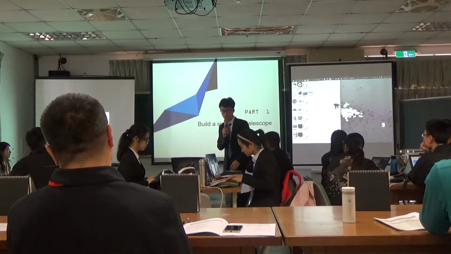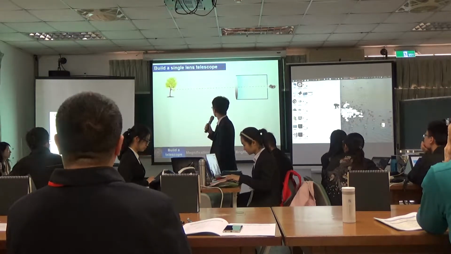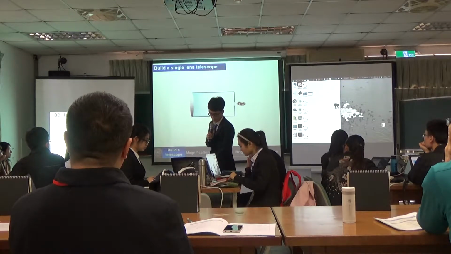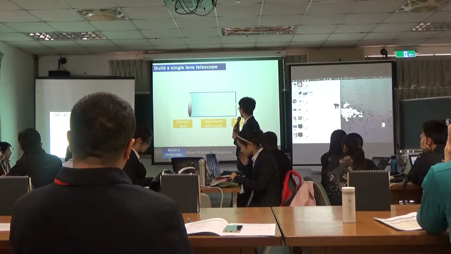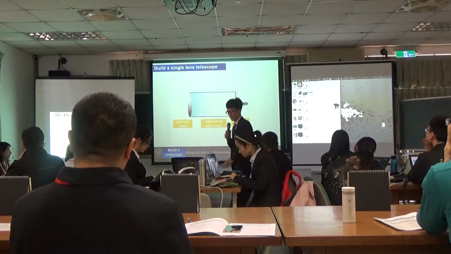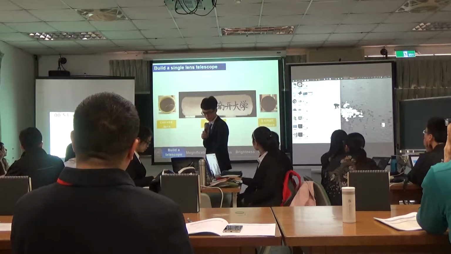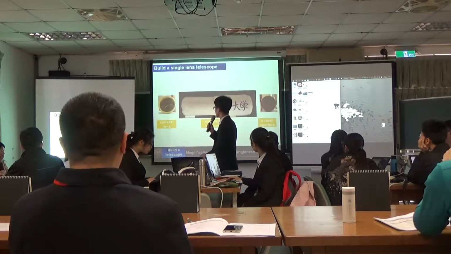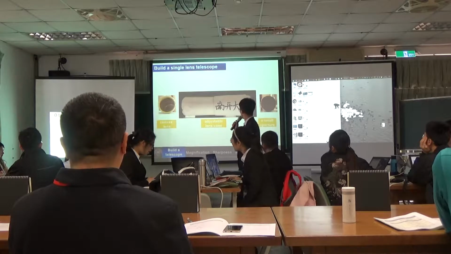In the first part, we have built a single lens telescope just like this. On the left side of the telescope, we set a convex lens and an adjustable lens cone and link it to a small aperture. These are real photos of our experimental setting. Our following discussion will revolve around three components: the lens, the cone, and the aperture.